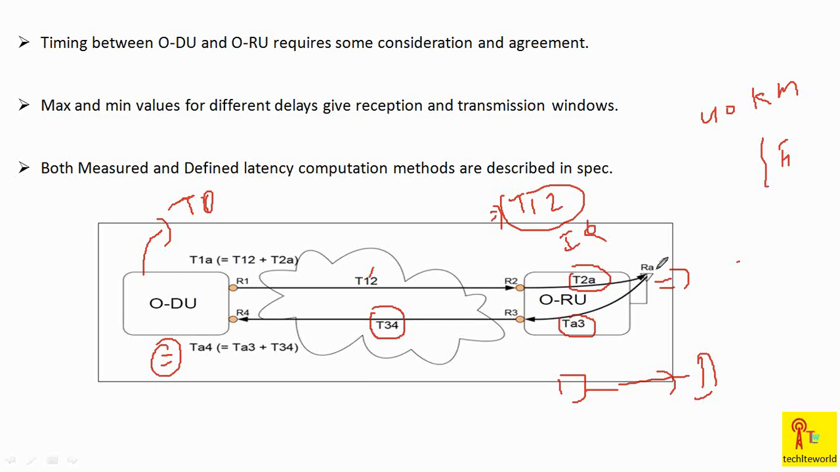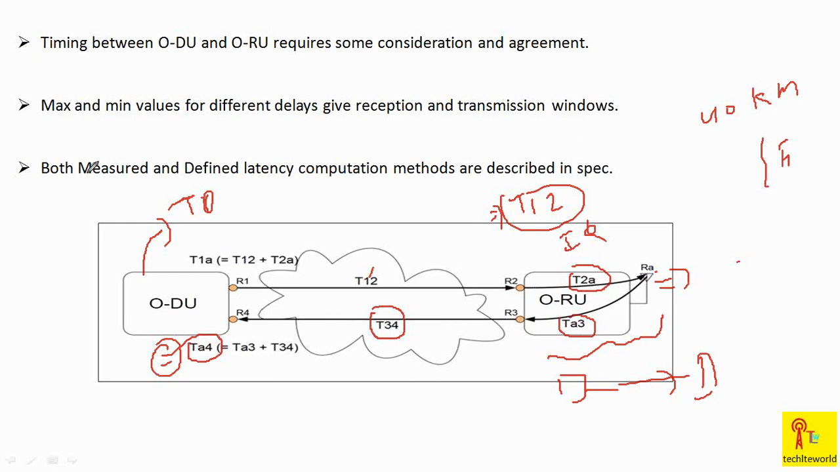So TA4 means from here to here, TA3 plus the time from the RU for intercepting the signal at the RU input and sending it towards the DU. What is that time lapse? TA4. That TA4 belongs to TA3, meaning the timing for processing those electromagnetic signals at the RU and sending them towards the DU, the ORU's DSP unit. TA3 plus T34 is the time taken by sending IQ data towards the DU side using the fronthaul interface. So this is the T34.